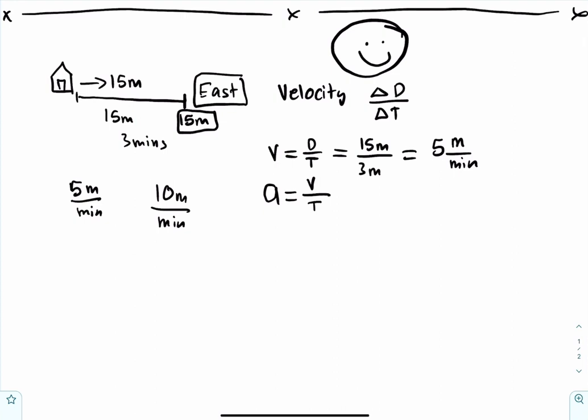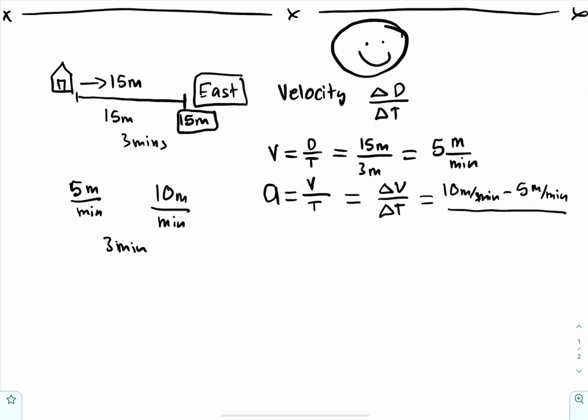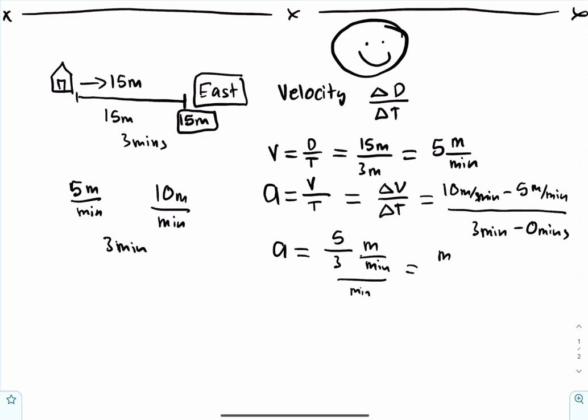Well, how would you find your total acceleration over this period? Well, you would take your acceleration formula, which is change in velocity over change in time, or Δv over Δt. Your final velocity was 10 meters per minute, subtract your initial velocity, which was 5 meters per minute, divided by the total time it took you to accelerate this amount. So the trip was 3 minutes long, as we discussed. So your acceleration over this interval was 5 over 3 meters per minute squared.